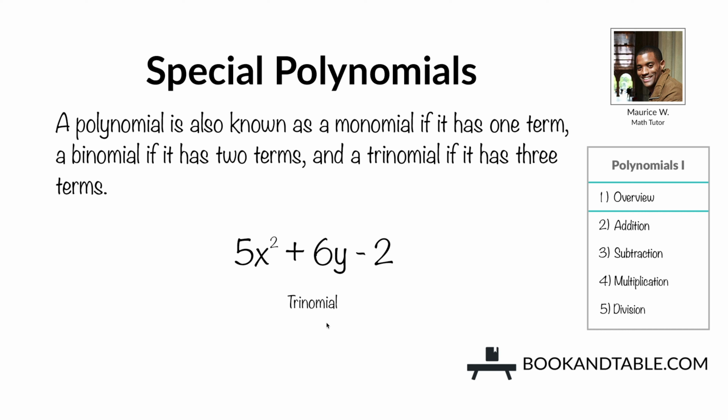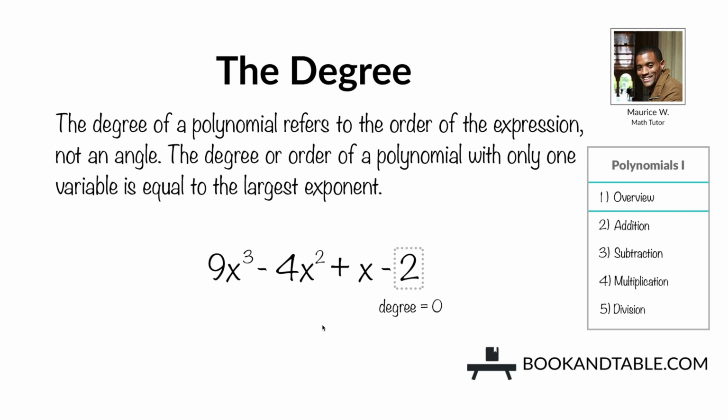So we'll be discussing how to go about using the basic operations with all these types of polynomials throughout the remainder of this chapter. Let's now discuss the degree of a polynomial. The degree of a polynomial refers to the order of the expression, not an angle. The degree or order of a polynomial with only one variable is equal to the largest exponent.